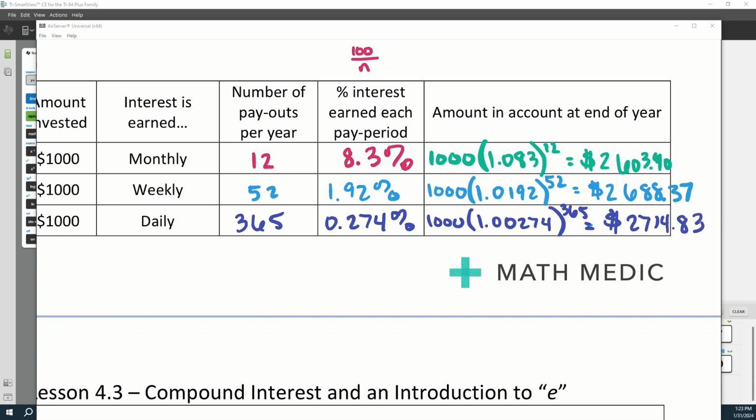I have too many zeros? So why are there so many zeros? 1.92%. Why is it not just 1.192? Well, you move that decimal point over 2 places. That would be 19.2%. That'd be great, actually. But that's not going to happen.